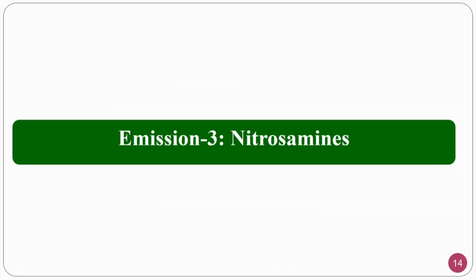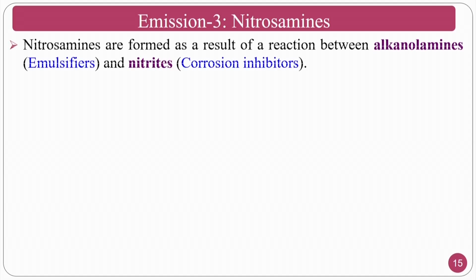The third one is nitrosamines. Nitrosamines are formed as a result of the reaction between alkanolamines, which are nothing but emulsifiers and surfactants, and nitrites, which are corrosion inhibitors. So, from the positive point of view, you require corrosion inhibitors or rust inhibitors, which we have seen in the previous class. At the same time, emulsifiers are required to make uniform emulsions.